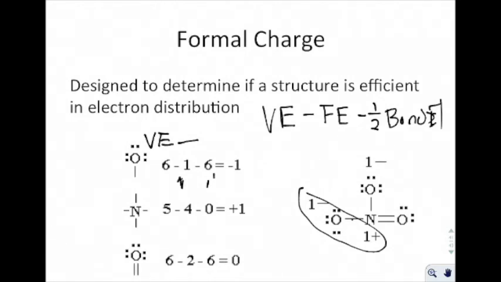Now if we look at nitrogen, nitrogen has no free electrons. It's supposed to have 5, but it has 1, 2, 3, 4 bonds attached to it. So 5, which is what it's supposed to have, minus 4, because it's got 4 bonds, half of that would be that, so you'd have a total charge of 1.